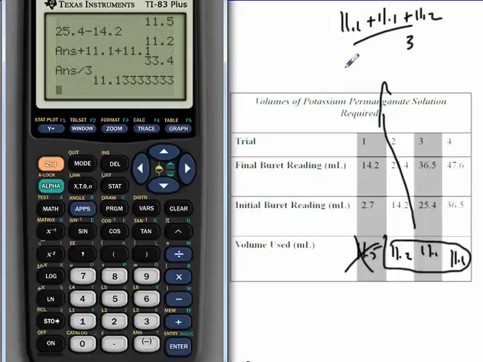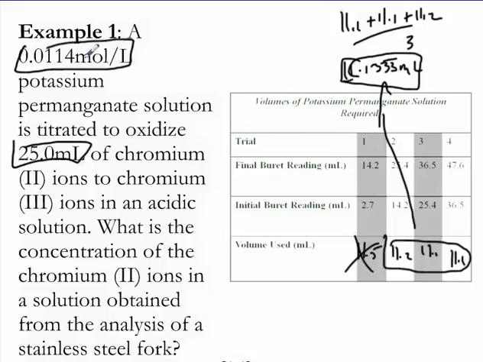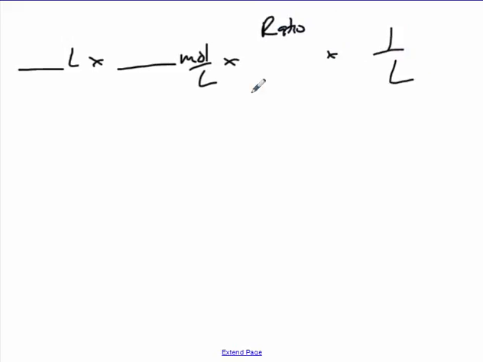And I'm going to use this whole number, so 11.13 repeating is one of my volumes. So there is one volume. And as I scan through the question here, here's another volume. And here is a concentration. So we just got to set this thing up properly. Generally, it looks like this. You need a volume. You need a moles per liter. You need a ratio. And then you need to times by 1 over liters.